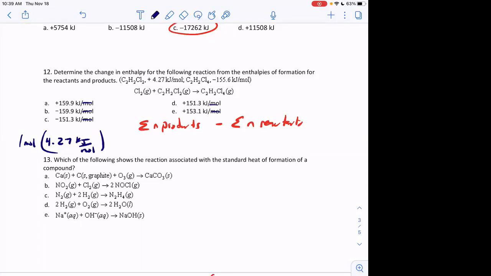And then you subtract, that's my products. That's it. Then subtract your reactants. And we've got C2H. Oh, I used the wrong number, didn't I? Oh, no, I didn't. C2H2. Be careful of that because they're very similar. C2H2Cl4 is a negative 155.6 kilojoules per mole. And that's 1 mole. Wait, where's Cl2?